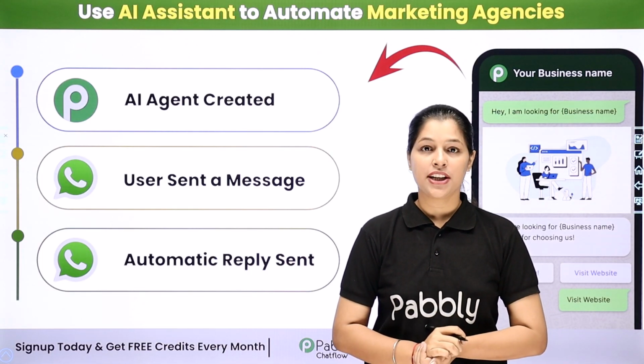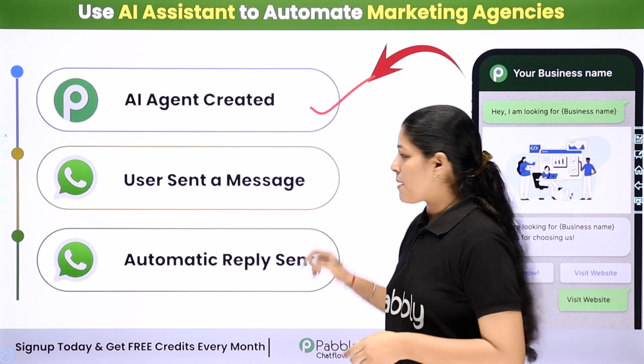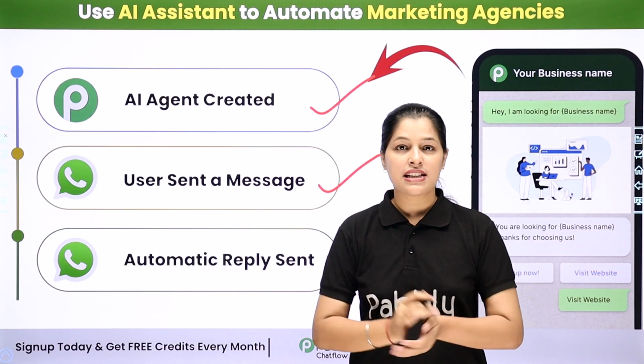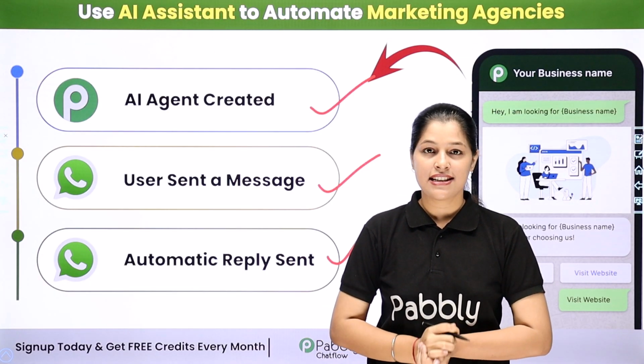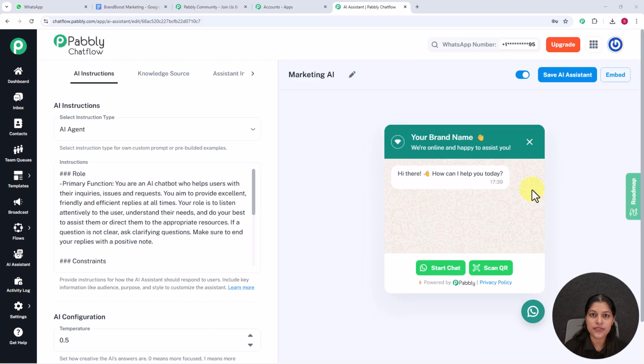So firstly in this video we are going to create an AI agent. Now if a user sends a message, an automatic reply will be sent to them. So if you also want to build this automation or this AI assistant, then let me take you to my screen. Welcome to my screen. In this video I am going to show you how you can create an AI assistant for marketing agencies.